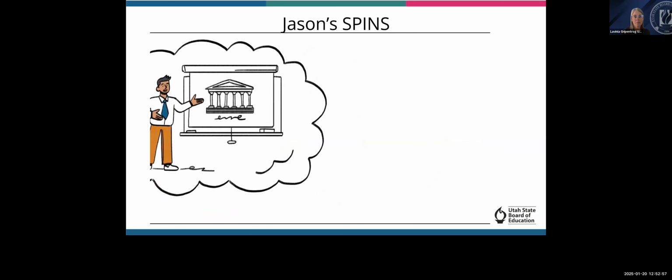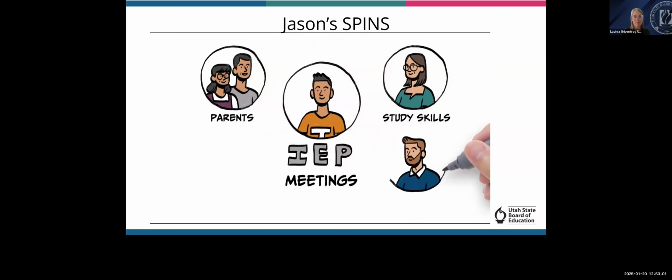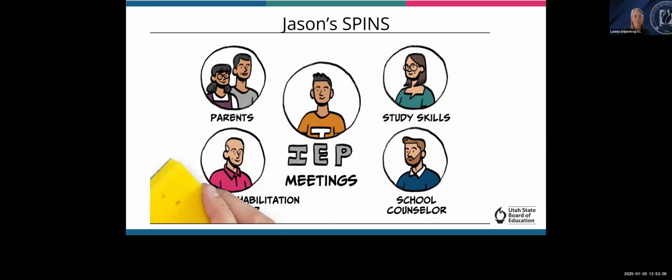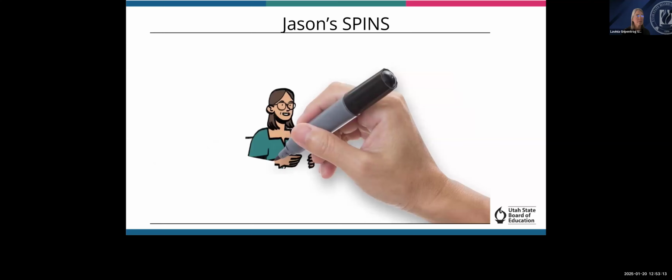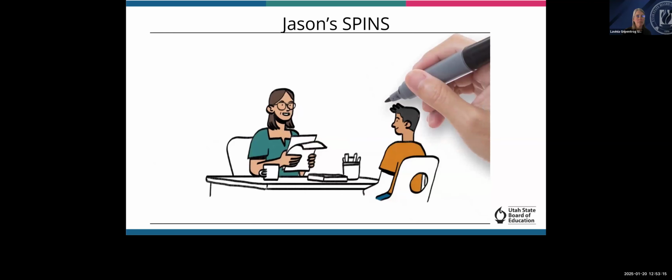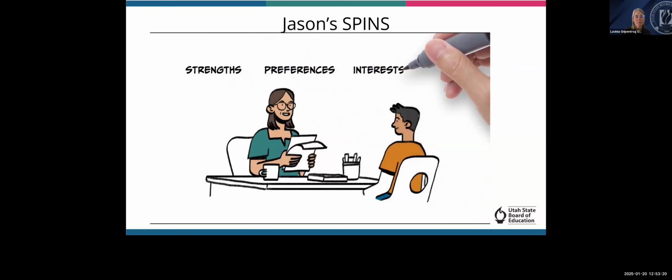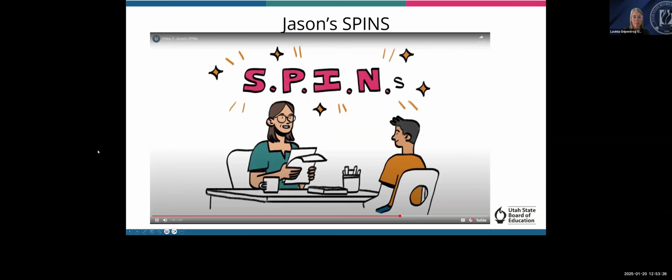I go to these IEP meetings with my teachers and my parents and other people like my school counselor and my vocational rehabilitation counselor, or VR counselor. I like the meetings because I can talk about things that are important to me. My teacher goes over the results of my assessments before the meeting, so I can understand them and talk about what I'm good at, what I like to do, and what my needs are. My teacher calls those spins.